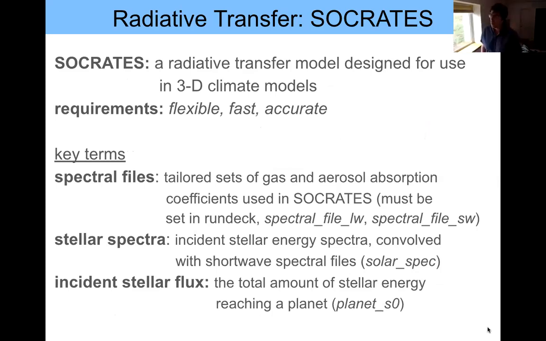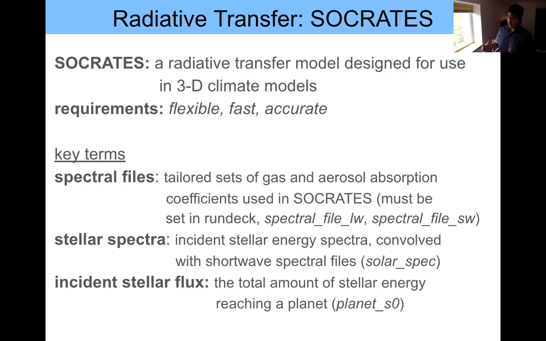So these are some important terms to remember when you're setting up your ROCKE-3D cases or reading through the material. So obviously Socrates, a radiative transfer model designed for use in 3D climate models, requirements being flexible, fast, and accurate. And these key terms are spectrophiles. That's a term that will come up very frequently. Chris Kolos will talk to us later today about setting up your planet and choosing the right spectrophile and where it goes in the run deck.